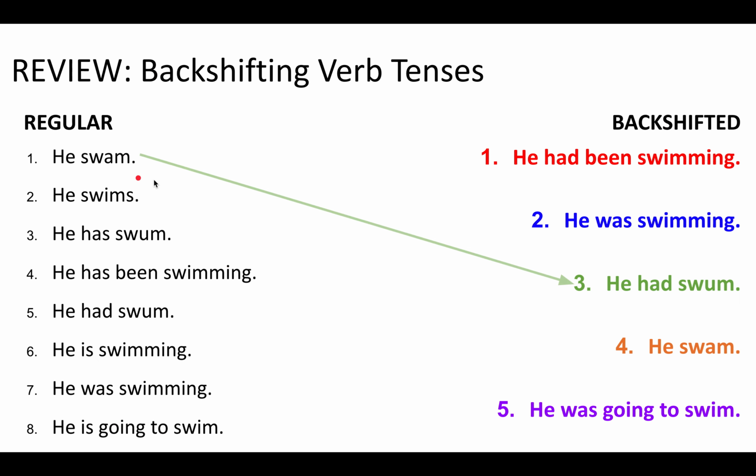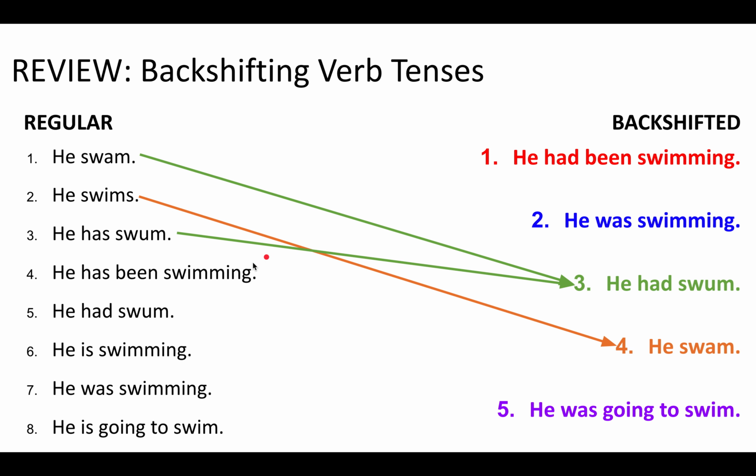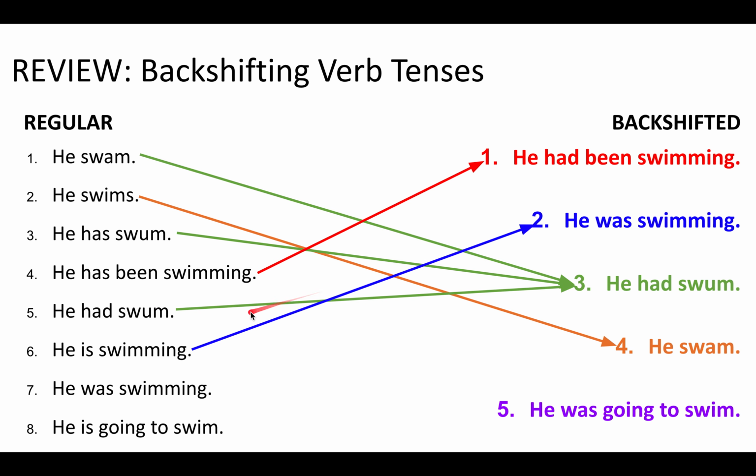He swam, he had swum. He swims, he swam. He has swum, he had swum. He has been swimming, he had been swimming. He is swimming, he was swimming. He was swimming, he had been swimming. He is going to swim, he was going to swim.